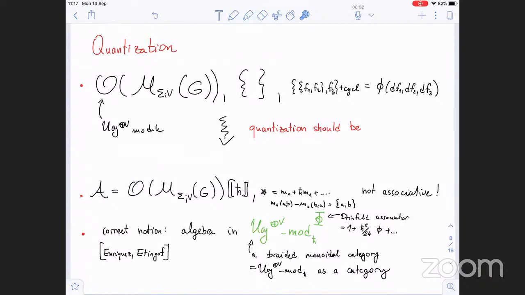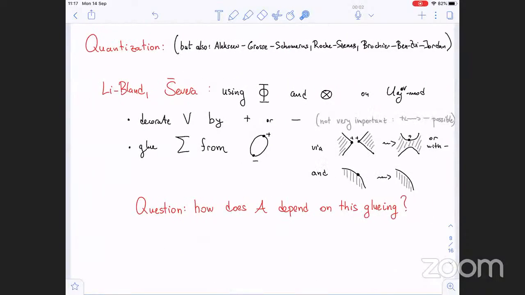Okay, so just to recapitulate, a natural notion of a quantization of these quasi-Poisson algebras is an associative algebra in this category, which is a braided monoidal category. I will talk a little bit about it in the parallel session.